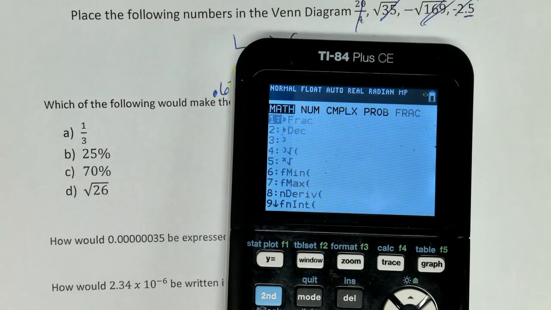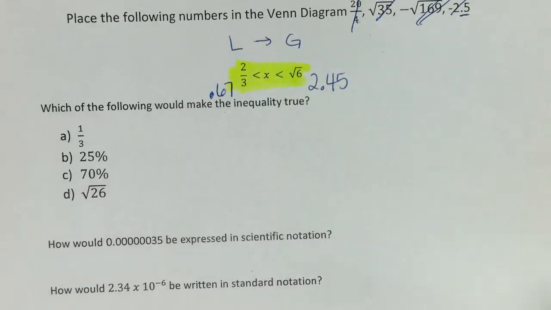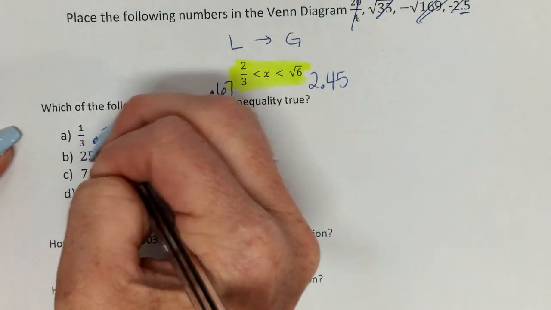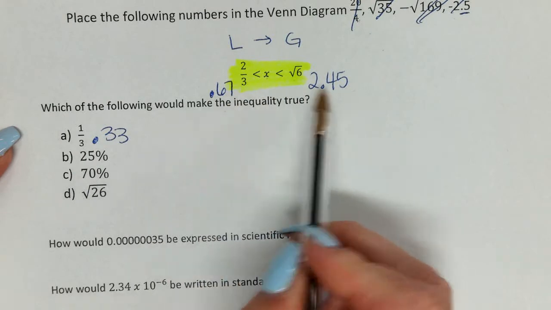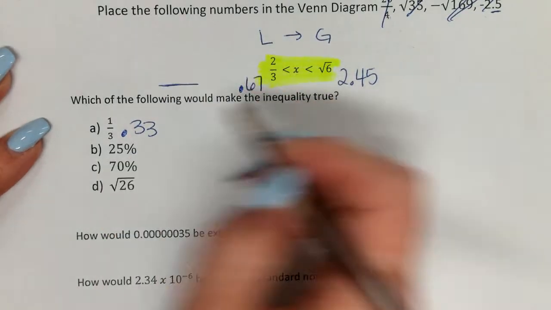Now I got to hit math, decimal, enter. How much money is 1/3? 33 cents. Does 33 cents fit between these two numbers? Not at all. It would fit over here. So that's out.